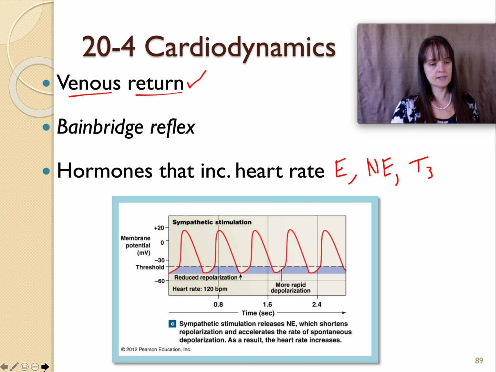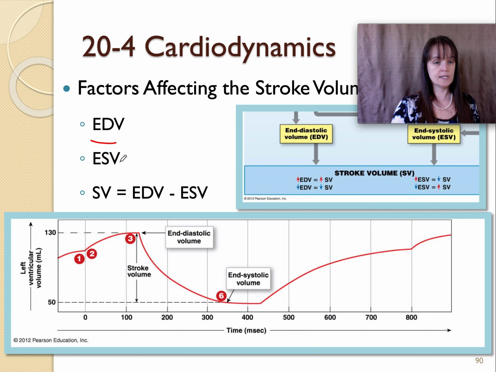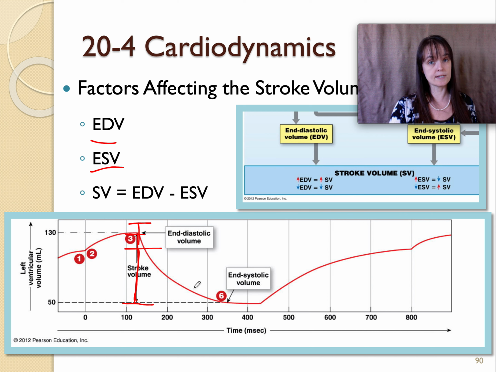What factors affect stroke volume? EDV and ESV. Okay, now, this isn't as simple a relationship as the multiplication was for cardiac output equals heart rate times stroke volume, because this is a subtraction. So this difference can change. If we increase EDV, what does that do to our stroke volume? It increases it. If we decrease EDV, what does that do to our stroke volume? It decreases it. So that is proportional.